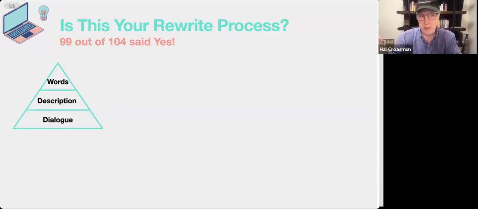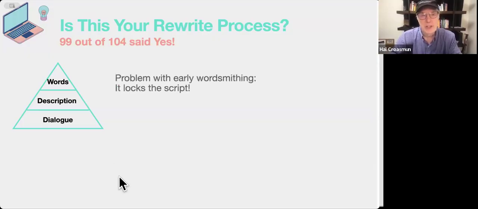Now, that was the rewrite process I was using at that point and not doing very well with producers. And there was a reason. So let's take it a step further. The problem with this was a couple of things. First one was early wordsmithing has a tendency to lock the script. And think about this. What if you've written a scene and you've gone through and you've made sure every word is what you want there? If somebody asks you to change it, what's the impact on you? What's that like? Are you willing to?